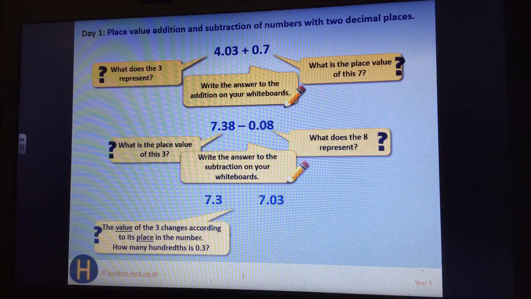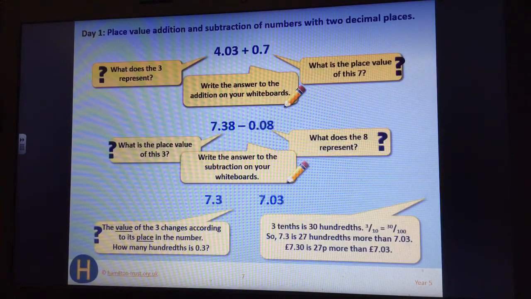All right, so let's have a look at these two. We have 7.3 and 7.03. The 3 means different things in different columns, doesn't it? The value of the 3 changes according to the place in its number. So how many hundredths is 0.3? It is 30/100ths. Yes, 3/10 is 30/100ths. 3 over 10 is an equivalent fraction to 30 over 100.